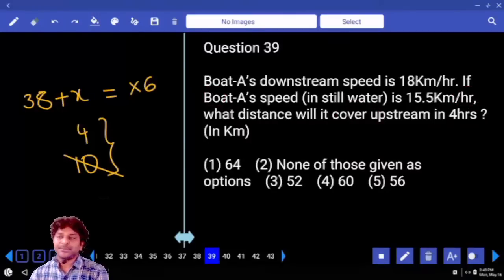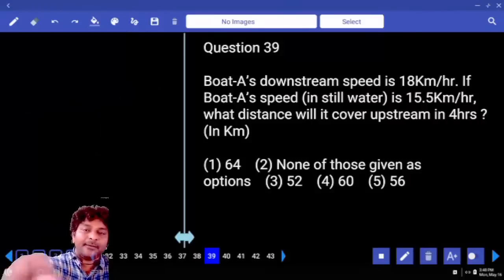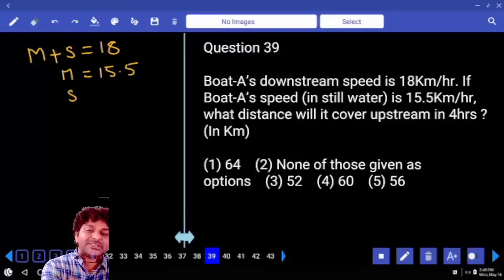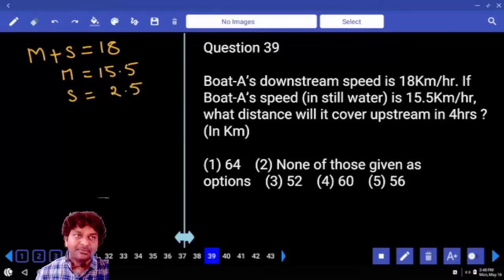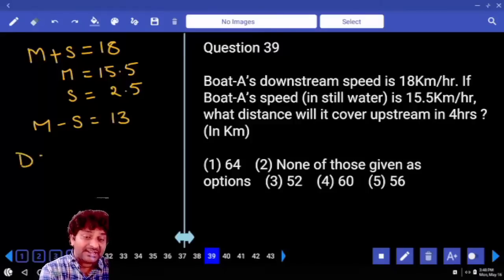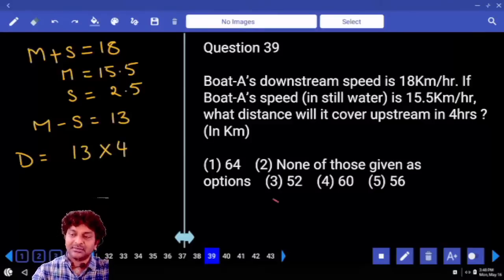Boat A's downstream speed is 18 and boat A's speed in still water is 15.5. So downstream speed, that is m plus s, is equal to 18, and they mentioned m is equal to 15.5. From this, s must be equal to 2.5. What distance will it cover upstream in 4 hours? Upstream, m minus s, that is equal to 13. But we were asked to calculate distance. Travel in how many hours? 4 hours. Upstream speed is 13 and time is 4 hours. 13 fours, 52.